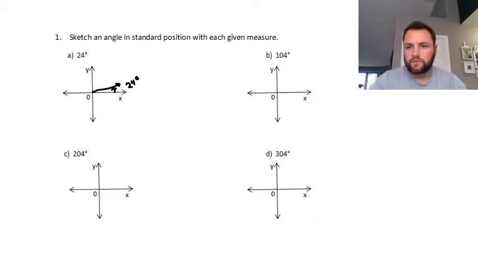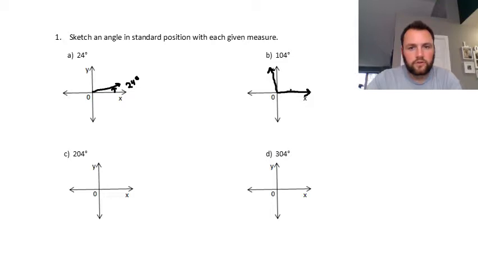If I move over to B, I've got a 104-degree angle. I'm always starting here. I know that straight up, that y-axis, would be 90 degrees, so I need to go just a little bit further. If I have 90 and I need to get to 104, that's about 14 degrees, so it's even smaller than the angle that we drew in A. So I'm going to draw straight up here.